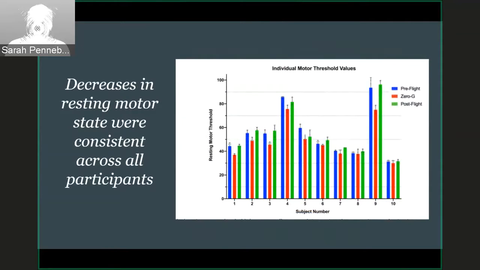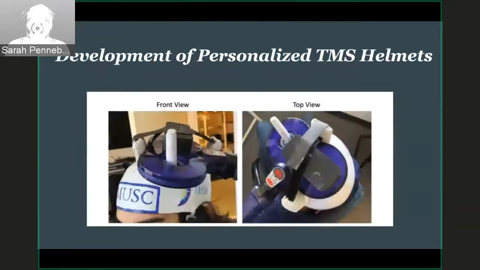This is another figure from the study that showed all 10 participants of the study along with their pre-flight, zero gravity, and after-flight resting motor threshold. This decrease in resting motor threshold was actually present in every individual that participated in the study, not just in the average. It was talked about a lot in the discussion for this study, and it actually points to a physiological mechanism for RMT during zero gravity.